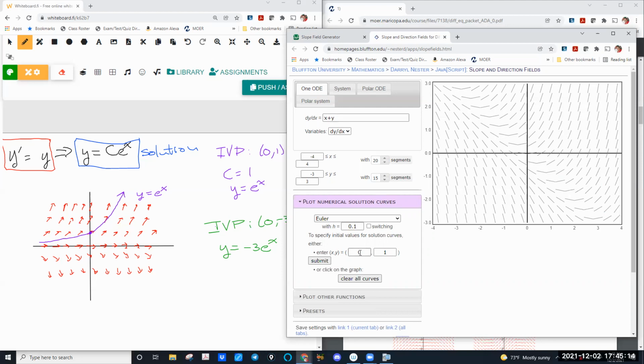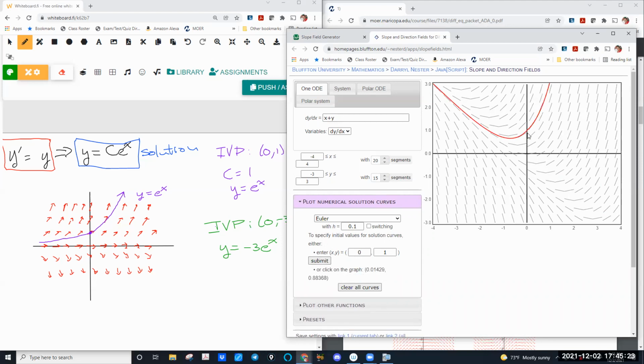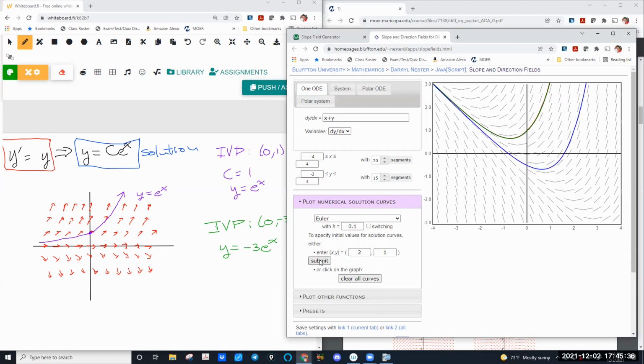So you get an initial condition, you can put it in here. We'll talk about what h equals 0.1 means in a second, and then submit. And look, there's our solution. It goes to the point 0, 1 right here. If we change the initial condition to something that'll be on here, 2, 1 will work. Notice now it has to go through 2, 1, and then again it follows our slope field.